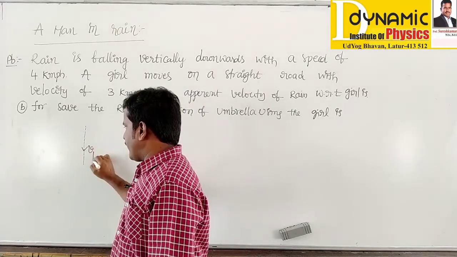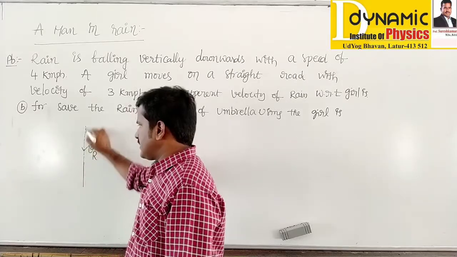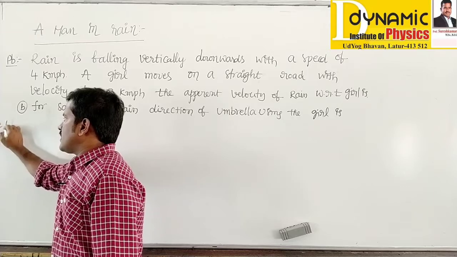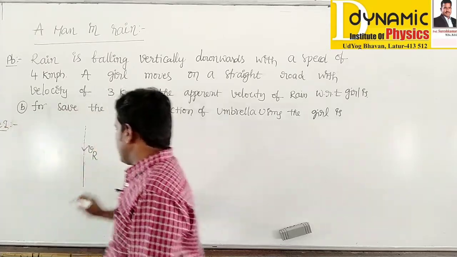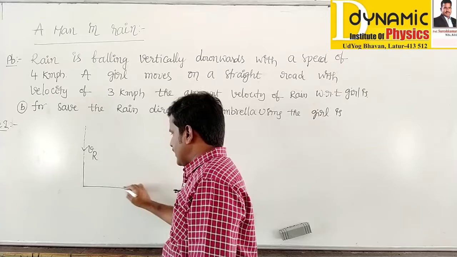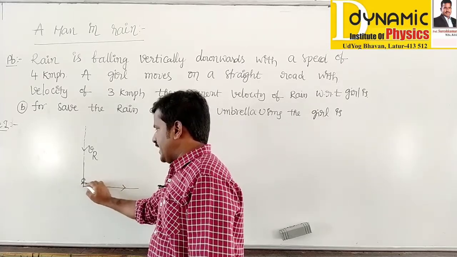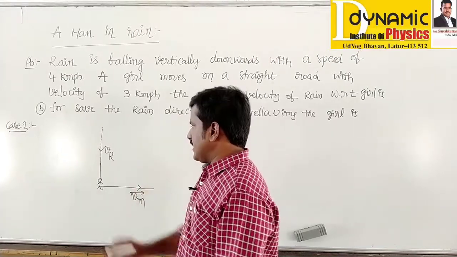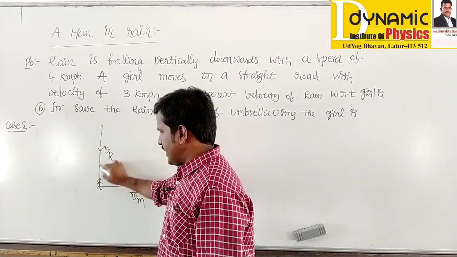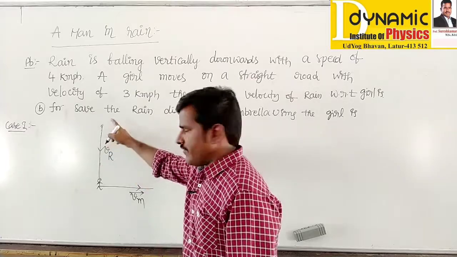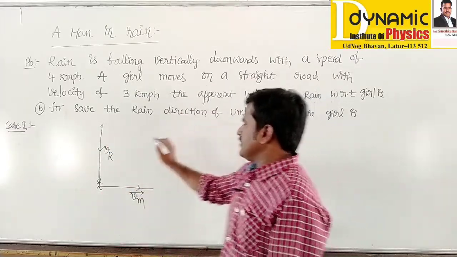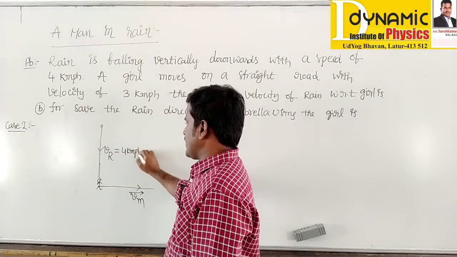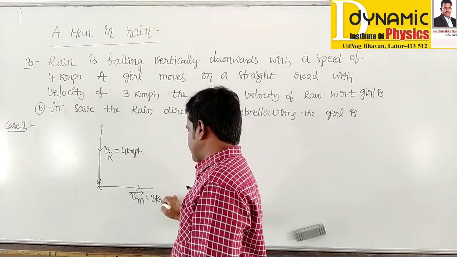So the velocity of rain is vertically down. This is a case 1 related problem. A girl runs with a speed of Vm. This is the speed of the girl, and this is the velocity of the rain. This value is given as 4 kmph, and this value is given as 3 kmph.